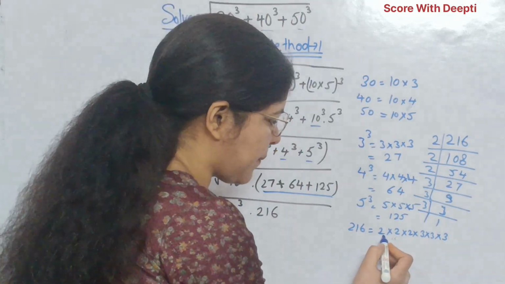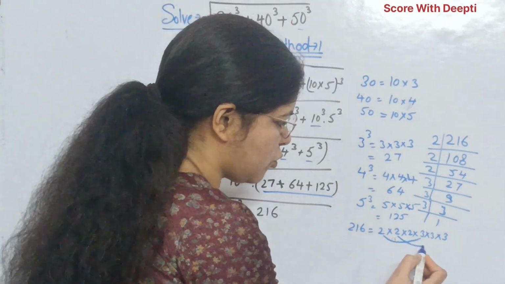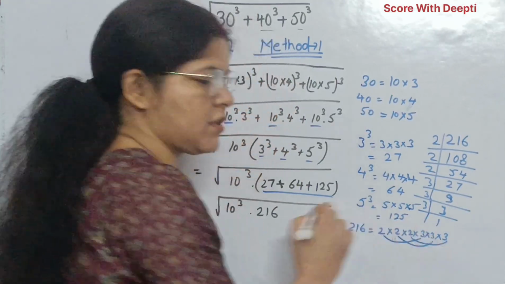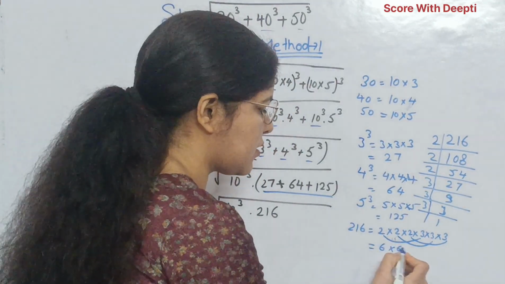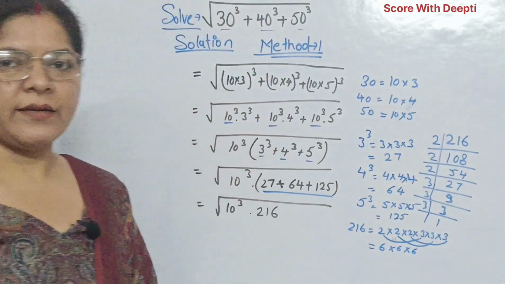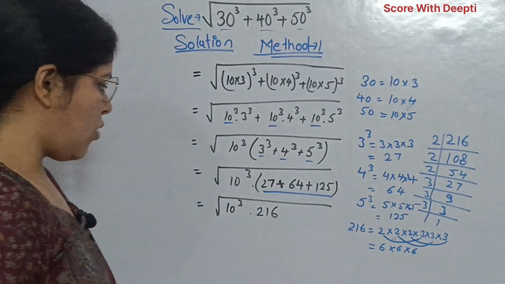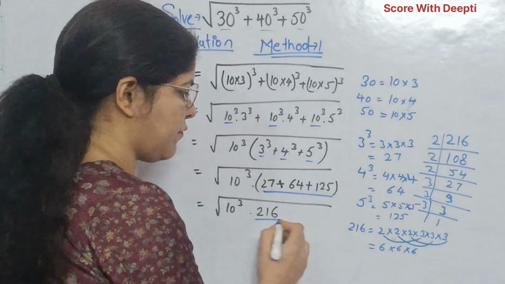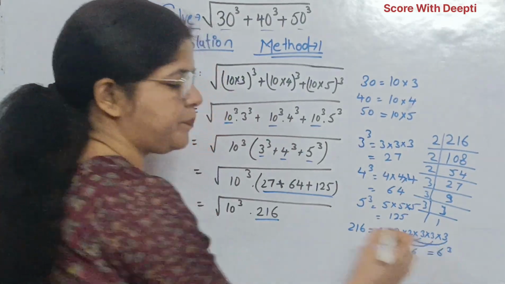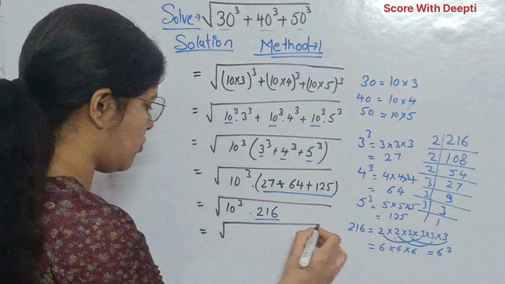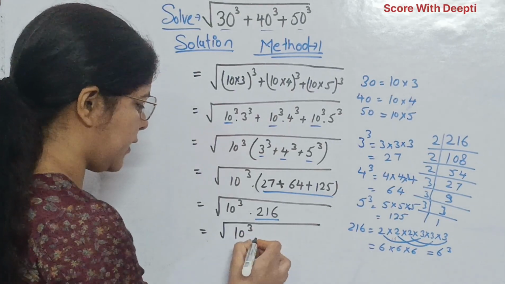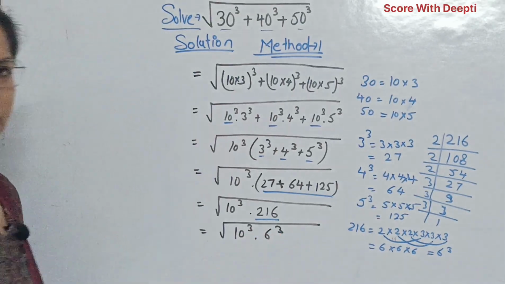So we multiply this 2 with this 3, this 2 with this 3, and this 2 with this 3. After multiplying we get 6 into 6 into 6. Here we get 6 three times. Now in place of 216 we write 6 cube. Next, our step is the square root of 10 cube into 6 cube.